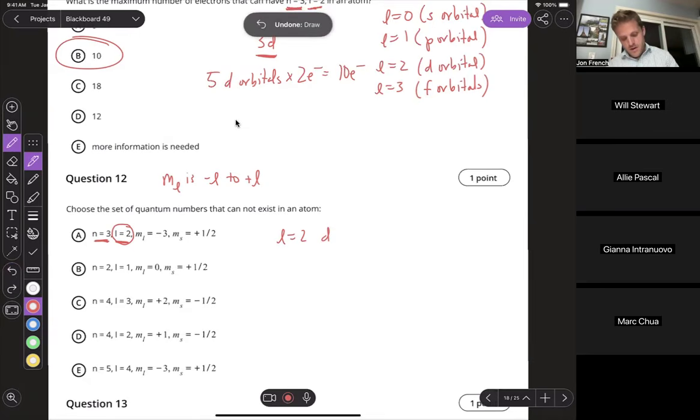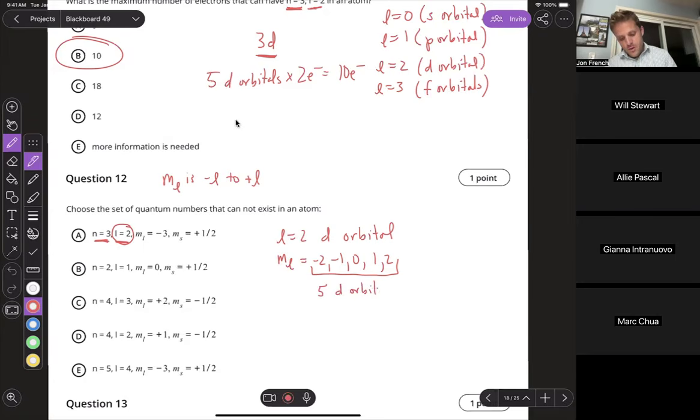And so ML can be -2, -1, 0, 1, and 2. That gives us five different combinations, which is what tells us we have 5 d orbitals. So this is not a possibility. I can't have a -3 for that. That would tell us we have 7 d orbitals. We don't have 7 d orbitals. So this cannot exist. The rest of these combinations are fine.